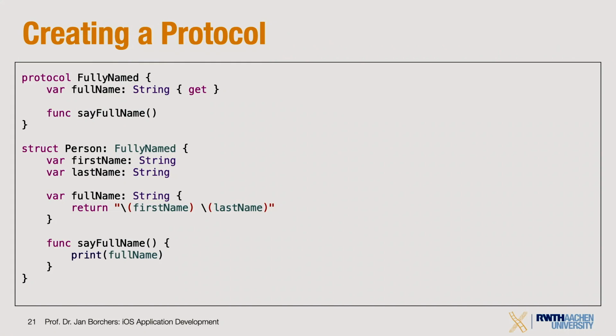So if you don't have these things fulfilled, if you say, oh, I could adhere to the FullyNamed protocol, but you don't actually implement all these things, then your code will not build. Right? So fulfilling a proper protocol is required for your code to compile.